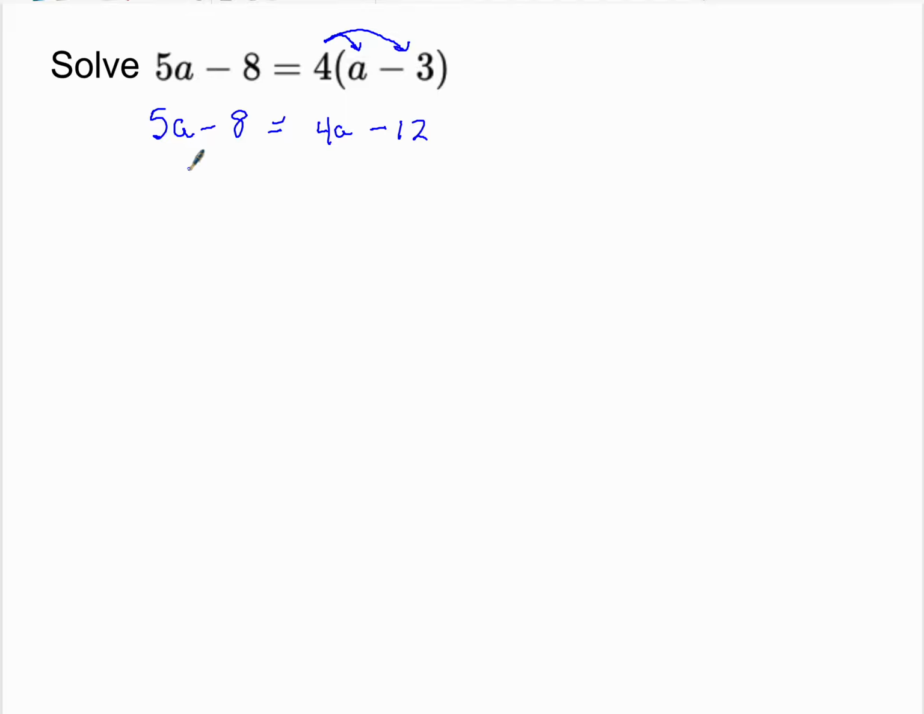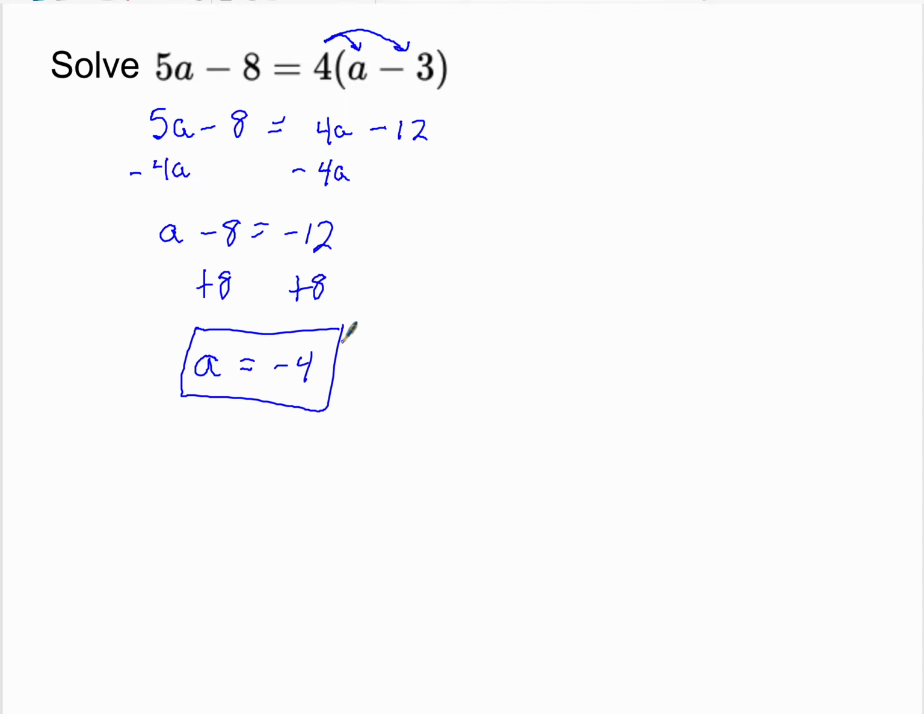Now I can start the process of solving it. So I've got a 4a and a 5a. I want to subtract the 4a. 5a minus 4a is 1a, minus 8 equals negative 12. And then all I have left to do is add 8. And this one comes out nice because it's already a 1a. That's what I want it to be. I don't have to divide in my last step. So negative 12 plus 8 is going to be negative 4. So that one's solved nice and easy.